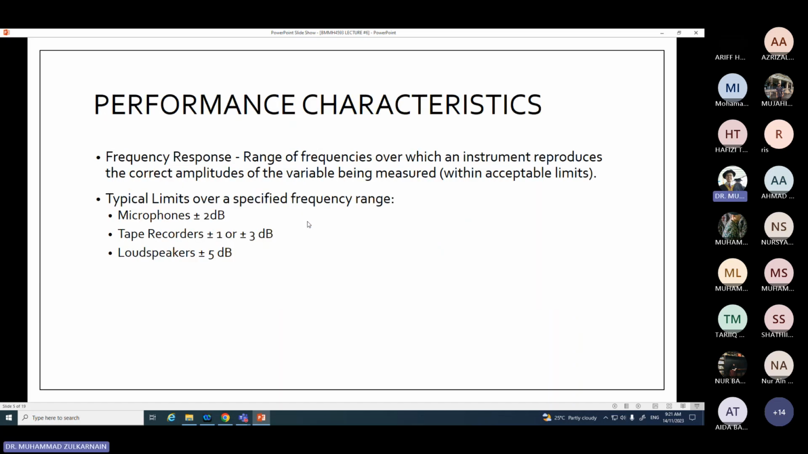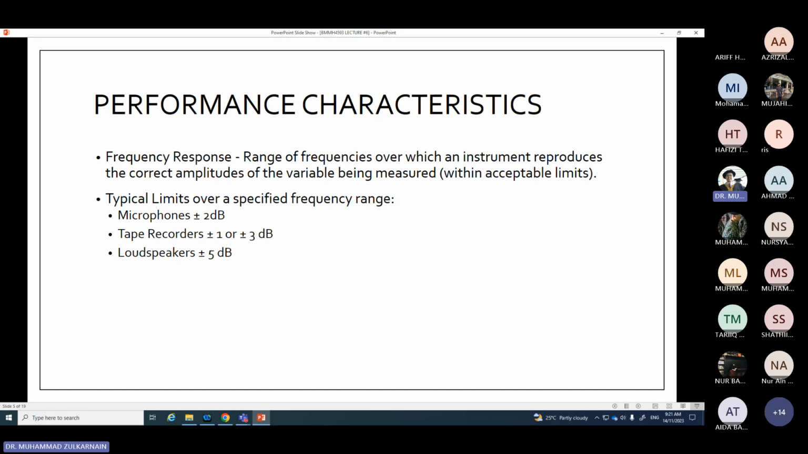And then performance or characteristic. So based on the performance characteristic, we can identify the frequency response. What parameters do we need to collect in the site? So what data do we need to collect? The first maybe is frequency response, the range of the frequencies over which an instrument reproduces the correct amplitude of the variable being measured. So that means for the frequency response we can collect data from the source.